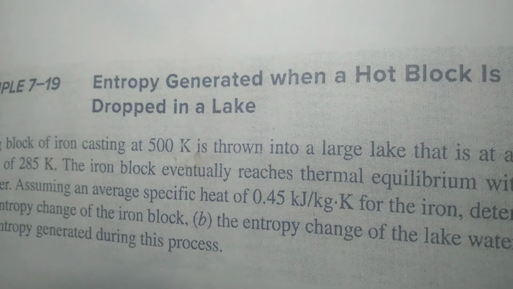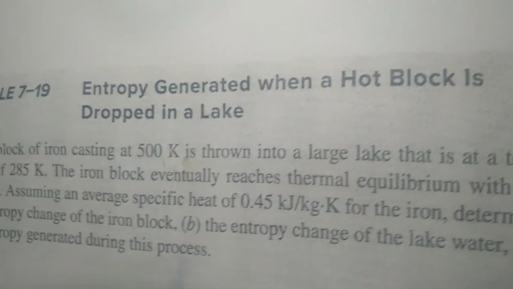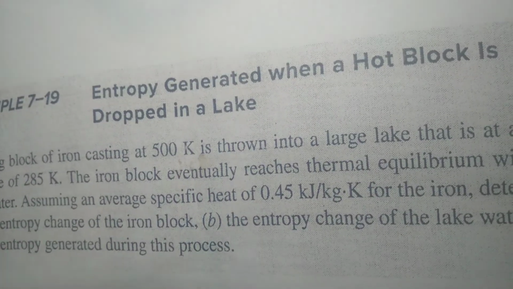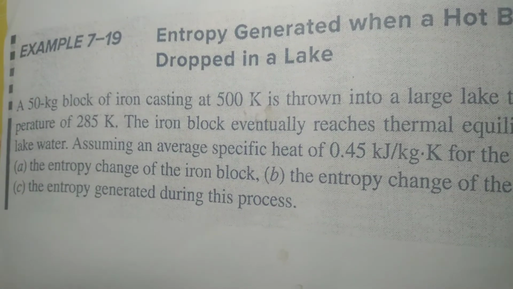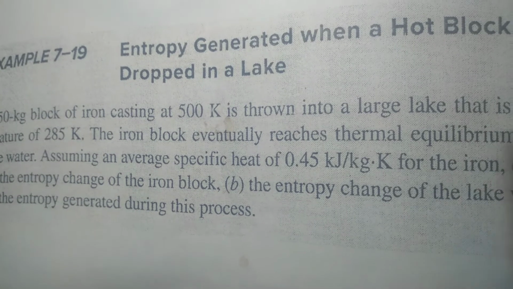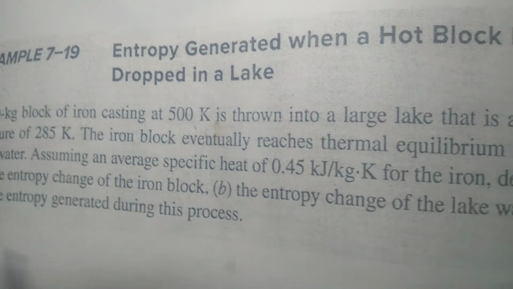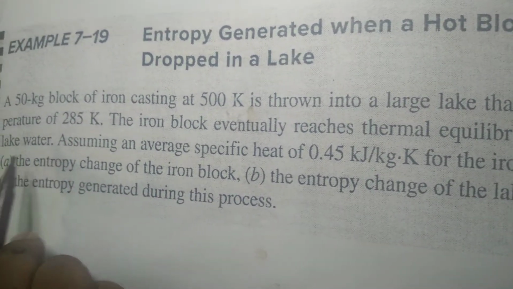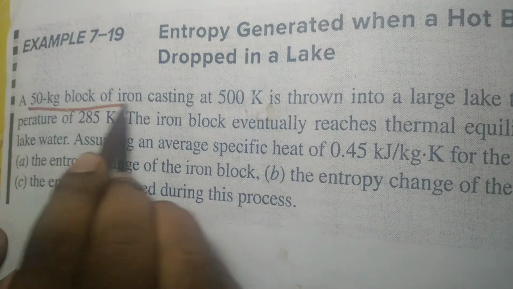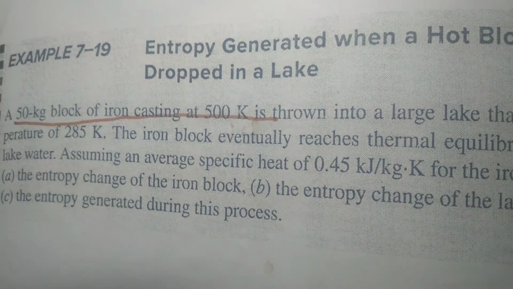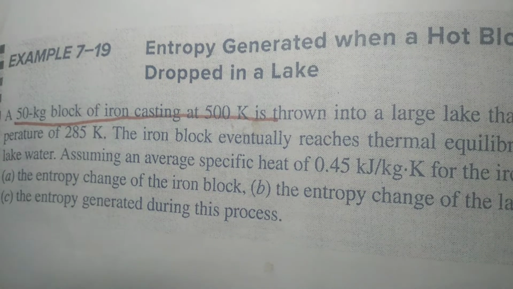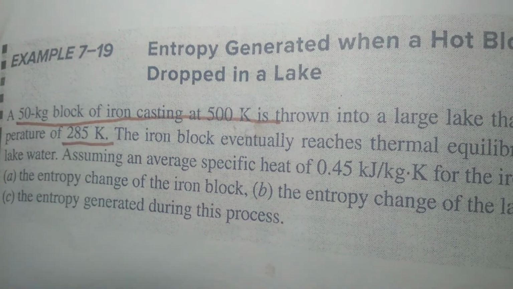Next question is like this. A 50 kg block of iron casting at 500 Kelvin is thrown into a large lake that is at a temperature of 285 Kelvin. The temperature of this block of iron is 500 Kelvin, and it is thrown into a large lake that is at a temperature of 285 Kelvin.